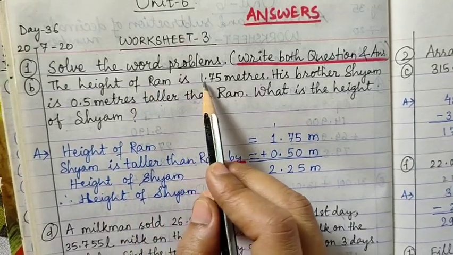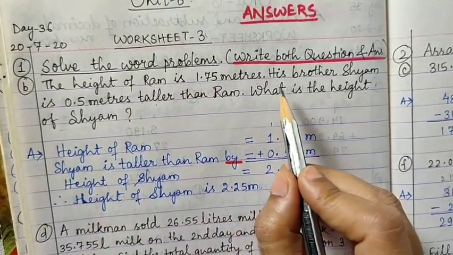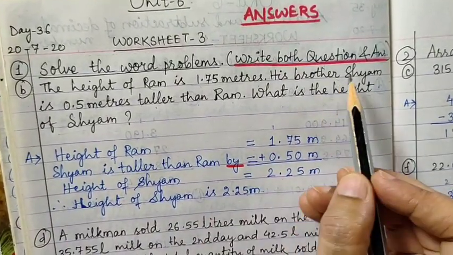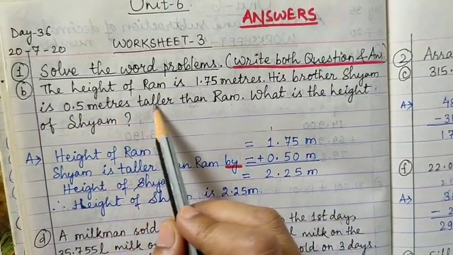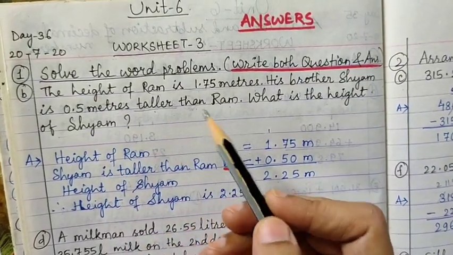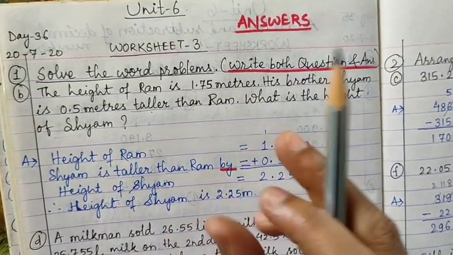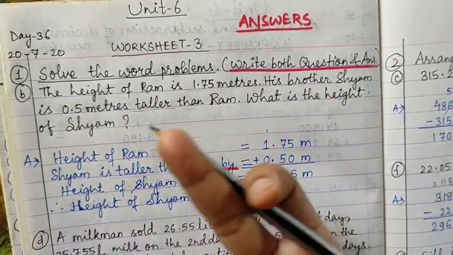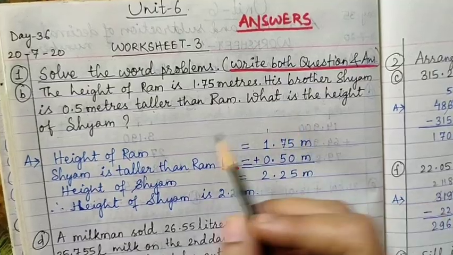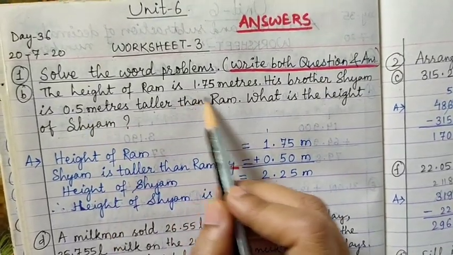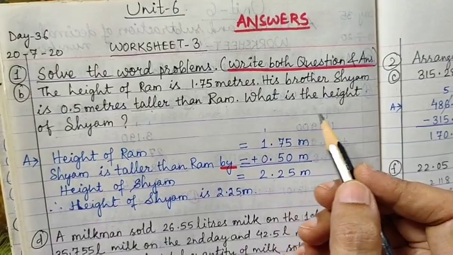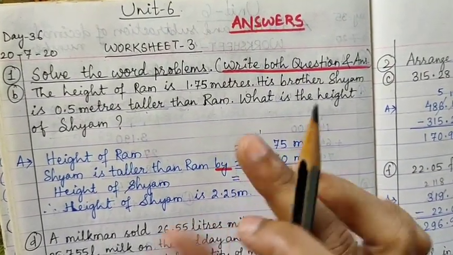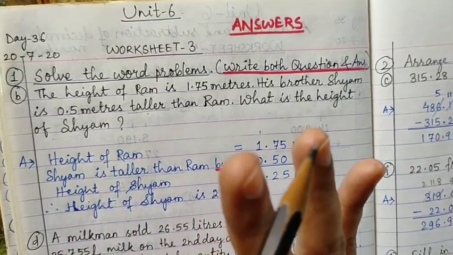Means the height of Ram is given. His brother's height is not given to you, but it is given that Sham is 0.5 meters taller. Taller means higher than Ram, that is, his height is 0.5 meters more than Ram's. So more means his height is more, so you have to add 0.5 with 1.75 to find the height of Sham. Because he is taller, and it is given how much taller, you have to find his total height.